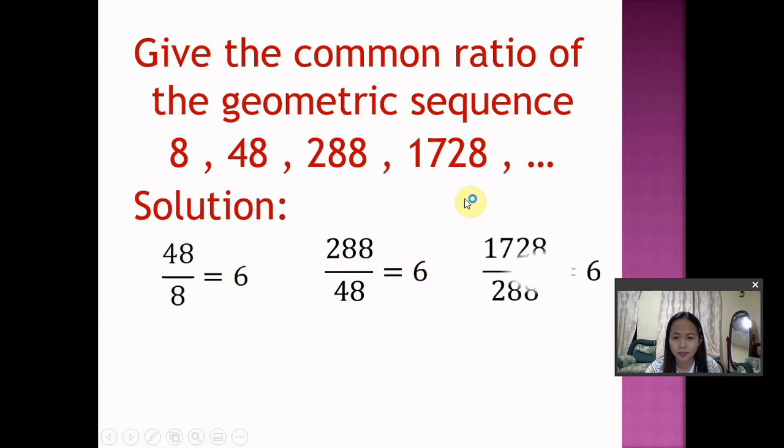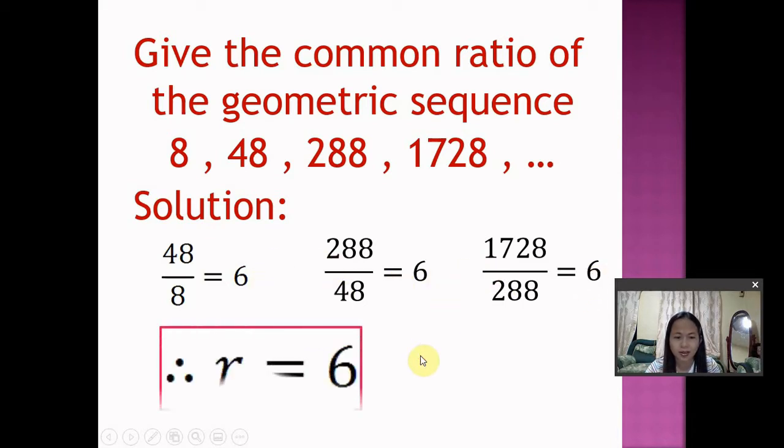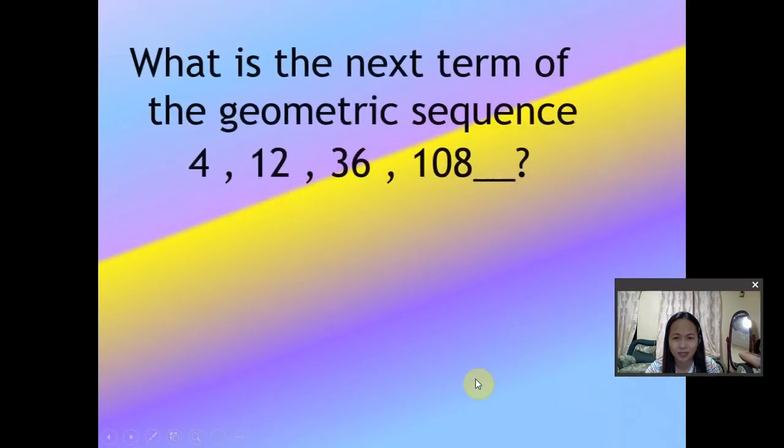Next, we have 1728 divided by 288, and that is also equal to 6. Since we have a common quotient here, this 6 is known as the common ratio, and that is represented by r. So our common ratio for this particular geometric sequence is 6. Now, what are we going to do with the common ratio in order to get the next term? Okay, let's have this question.